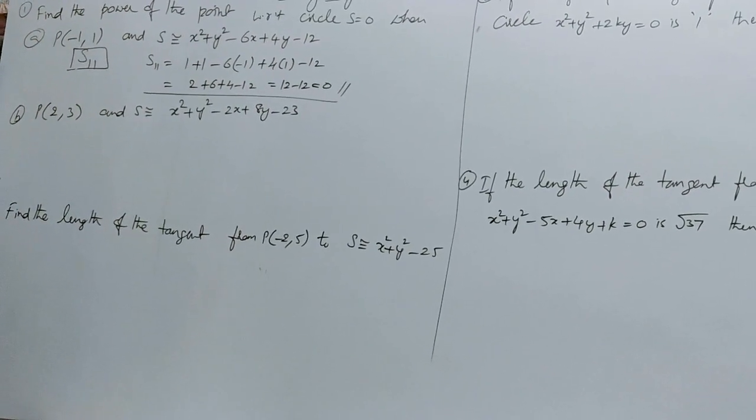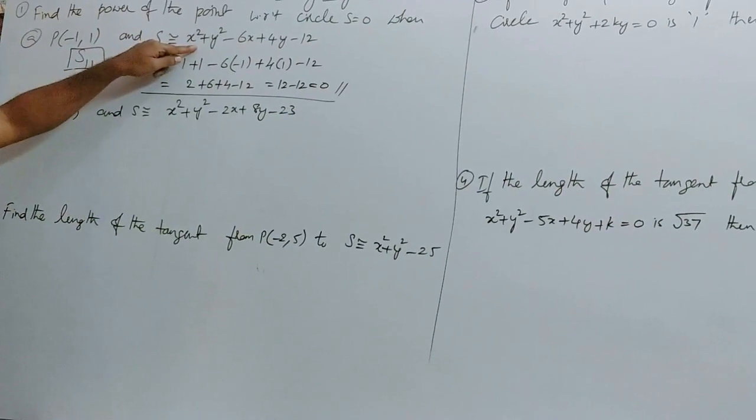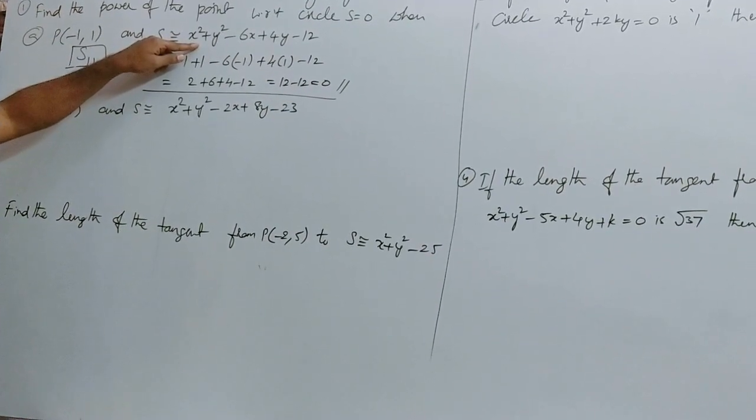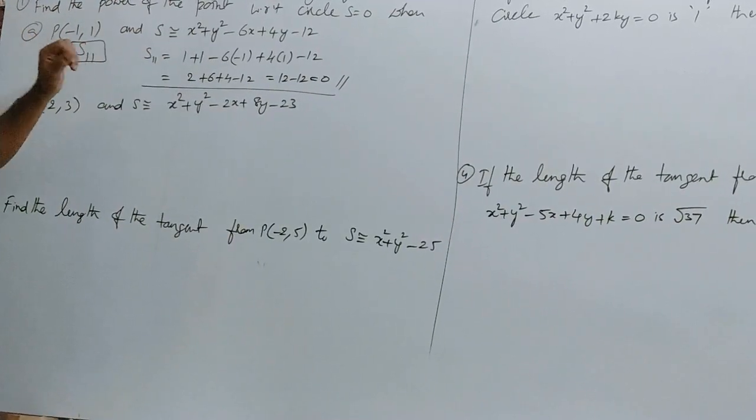Next, that is nothing but the point is on the circle. If it is less than 0, the point is inside of the circle. If the S11 value is greater than 0, it is on the exterior of the circle.